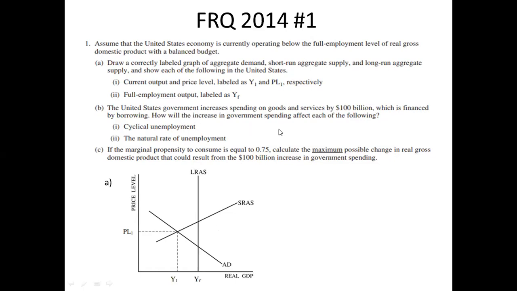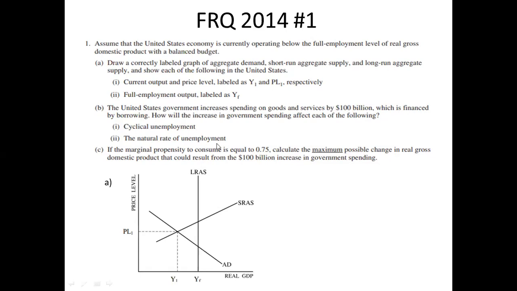The United States government increases spending on goods and services by $100 billion, which is financed by borrowing. How will the increase in government spending affect each of the following? Unemployment, cyclical unemployment, and the natural rate of unemployment. Right now, the amount of money and the borrowing is not super important. We just need to think: they are increasing their spending. They are trying to push us out of this recessionary gap back to equilibrium. They're trying to increase aggregate demand.